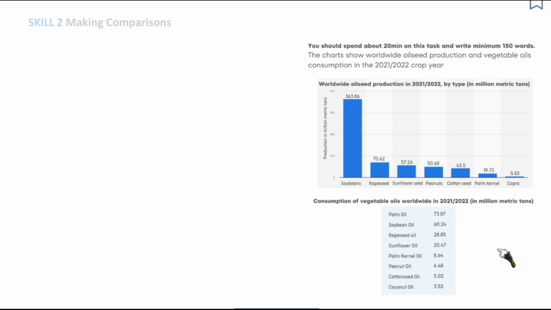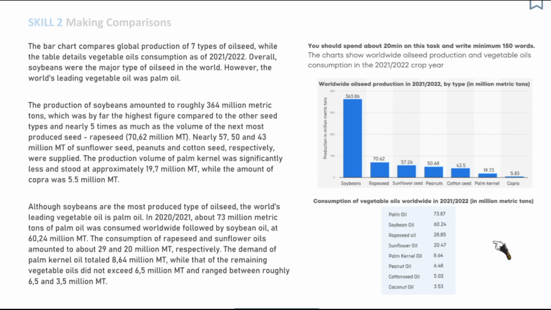Now, this is a multiple graph because it has two visuals. The first visual is a bar chart, and the second is a table. We're going to discuss this report in detail, and as you can see, the report has 3 paragraphs. The first paragraph is paraphrase and overview. We will talk about it in detail later.